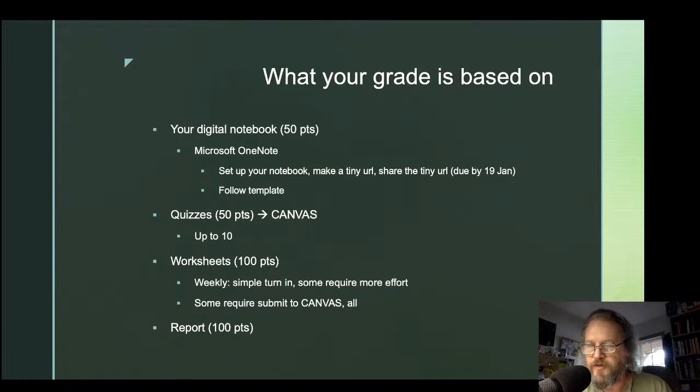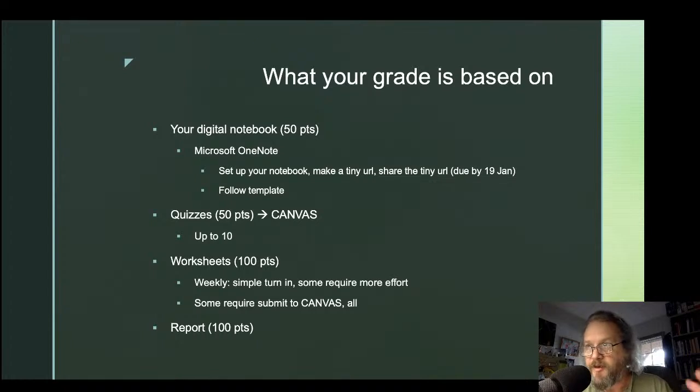This first step is due by next week, and it's worth 5 points, right? So your total notebook is worth 50 points. Right off the bat, 5 points just for sharing this thing. And obviously I will check, but let's get that taken care of, okay?